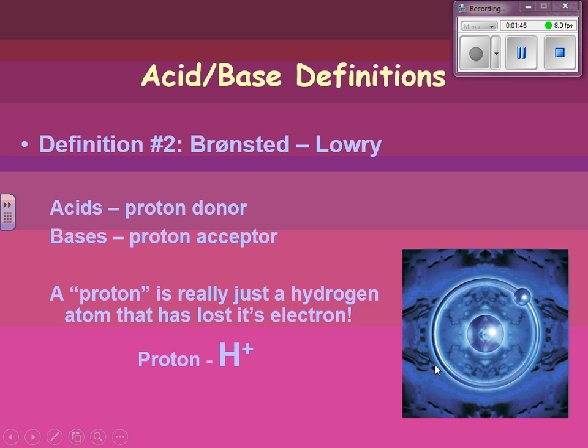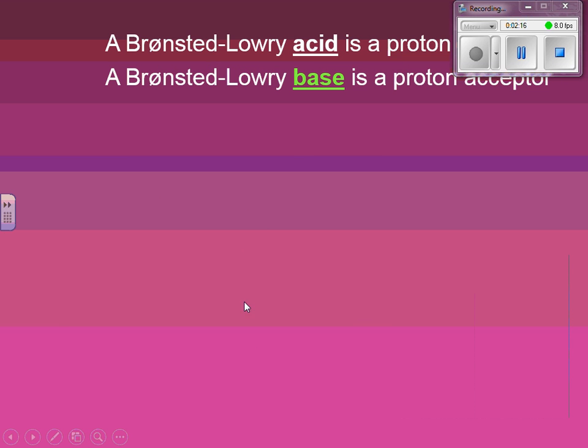So we have a picture over here of a hydrogen atom. If it loses this valence electron, it would just be a proton. That's really all it would be. So hydrogen basically is a good way to talk about an acid or a base. Okay, so bases, if an acid is a proton donor, a base would be a proton acceptor. So again, a proton is really just a hydrogen atom that has lost its valence electron. It's a charged particle.